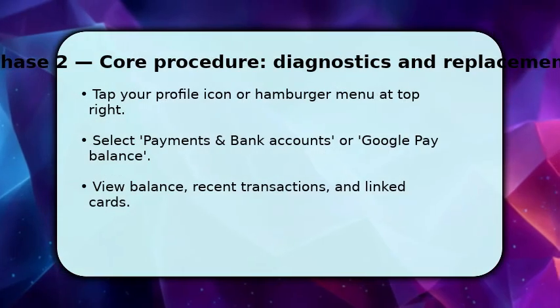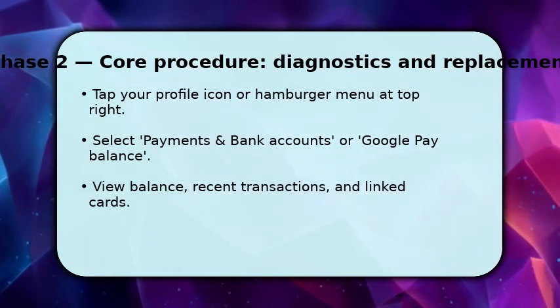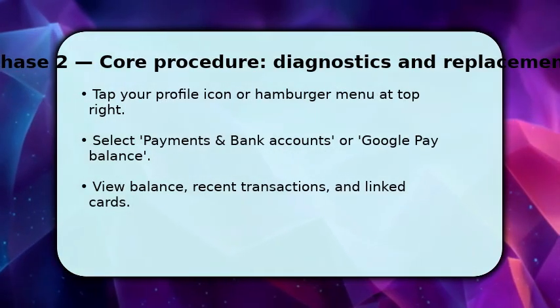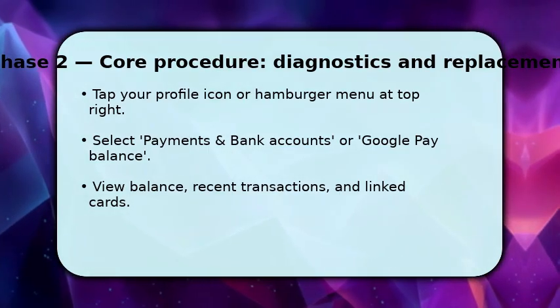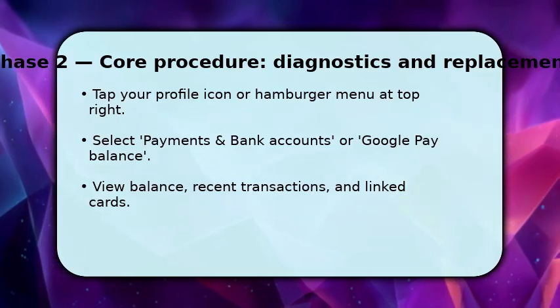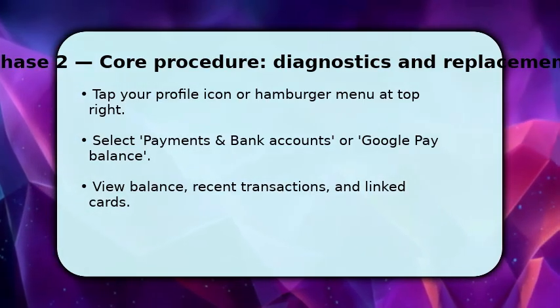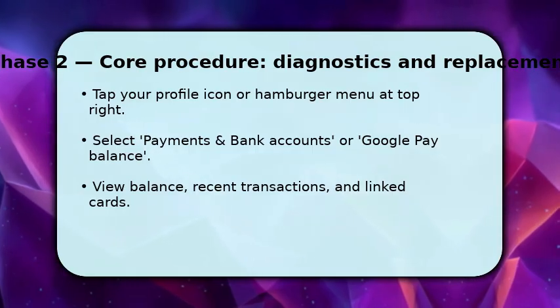You'll navigate into the app UI by tapping your profile icon or menu in the top corner. That's where payment settings live. Next, choose Payments and Bank Accounts, or directly open Google Pay balance if visible. This section aggregates your wallet total and linked payment methods.